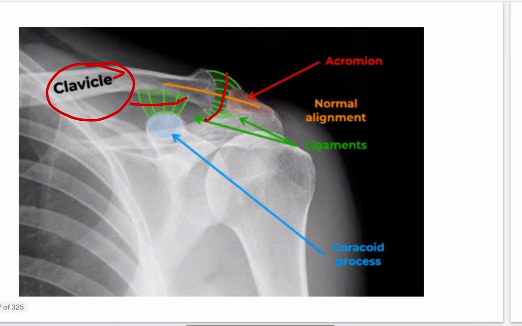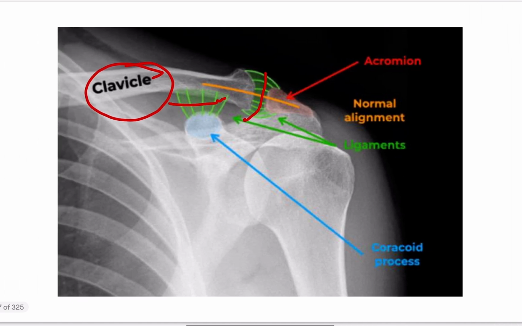So this is the normal shoulder joint and the normal relation of the clavicle with the shoulder joint. There are two important connections by ligament. One is in this area, that means the clavicle with the acromion process. Another one is the clavicle with the coracoid process.